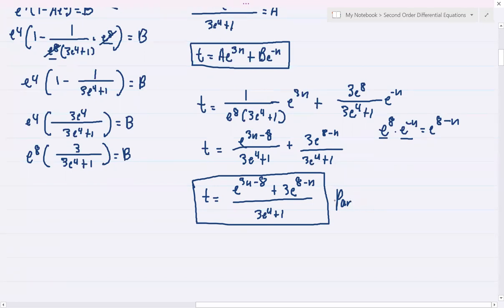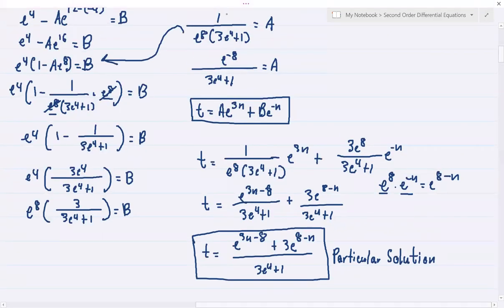Wait, let me fix that. So that's it. That's how you basically do it.